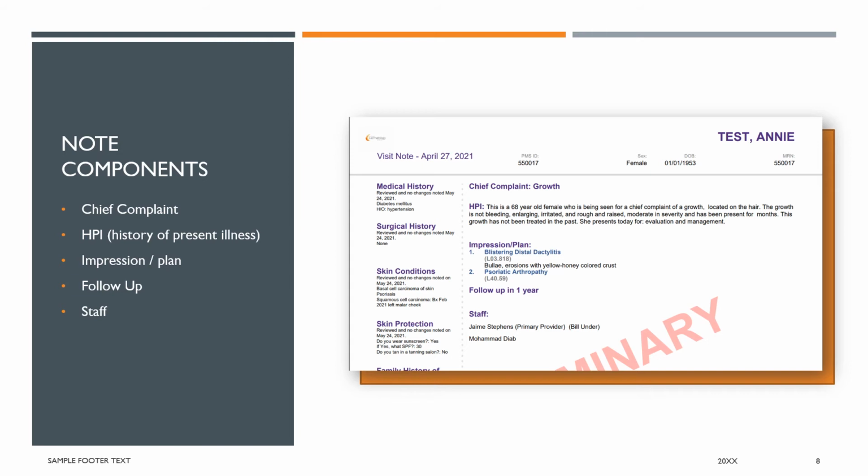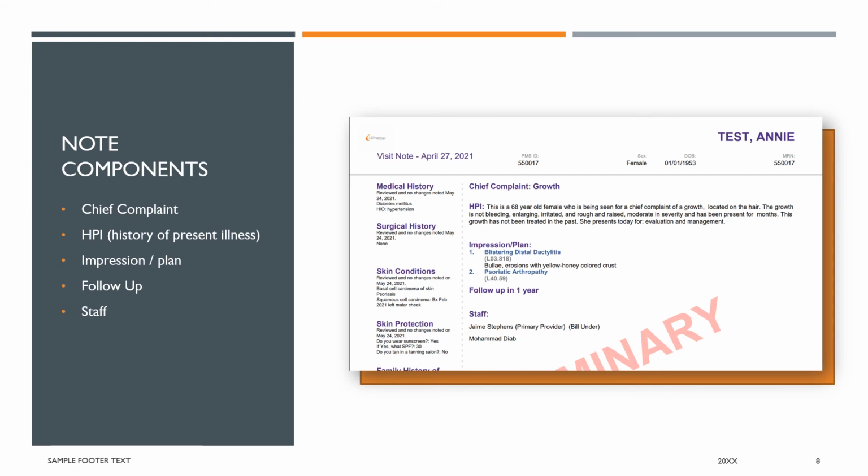Next, you'll see the impression and plan, and this is what the provider is going to be doing, what they're looking at, what they think is happening, and what they want to do to resolve it. And it also tells us what the follow-up is going to be for this patient. And for this particular patient, a 1 year follow-up is decided to be necessary.